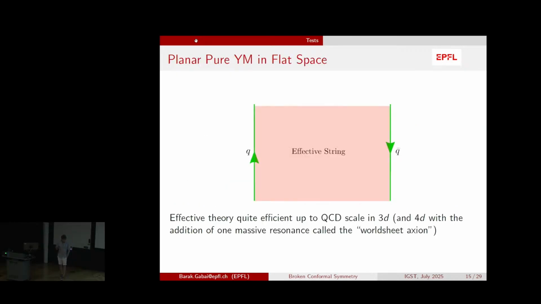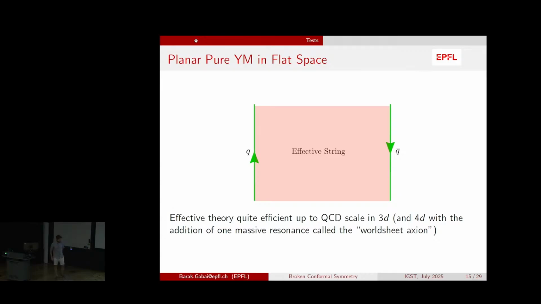Good. Now I will review a bit in more detail the last example, also because I think this is a setup that hasn't really been studied a lot before. This is planar pure Yang-Mills in AdS with a Wilson line on the boundary. Okay, so this is QFT in curved space, not a holographic setup.